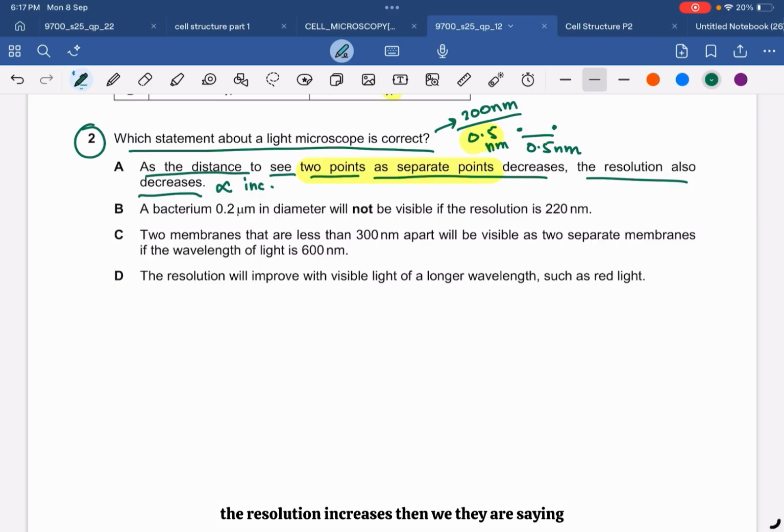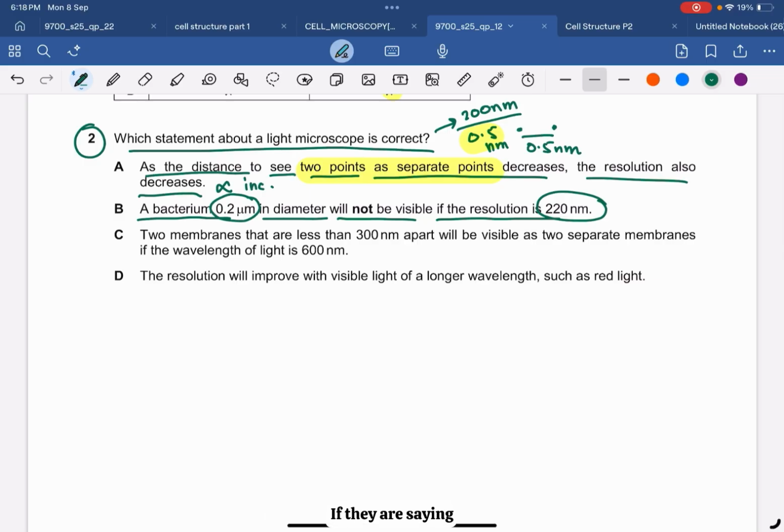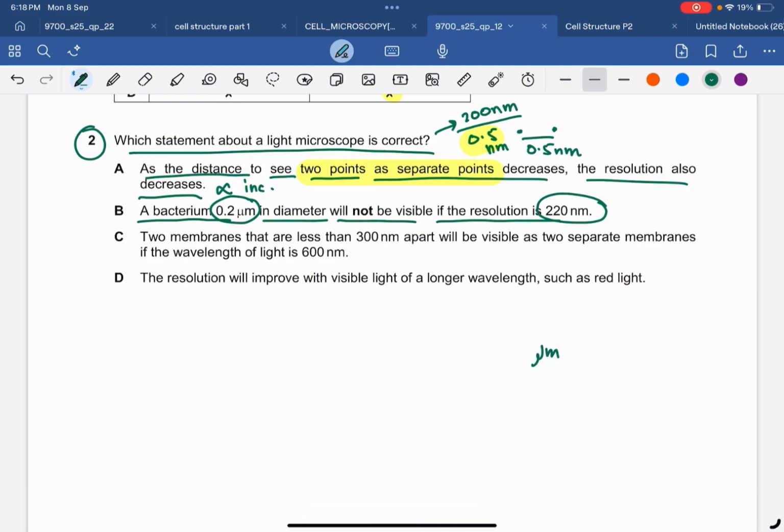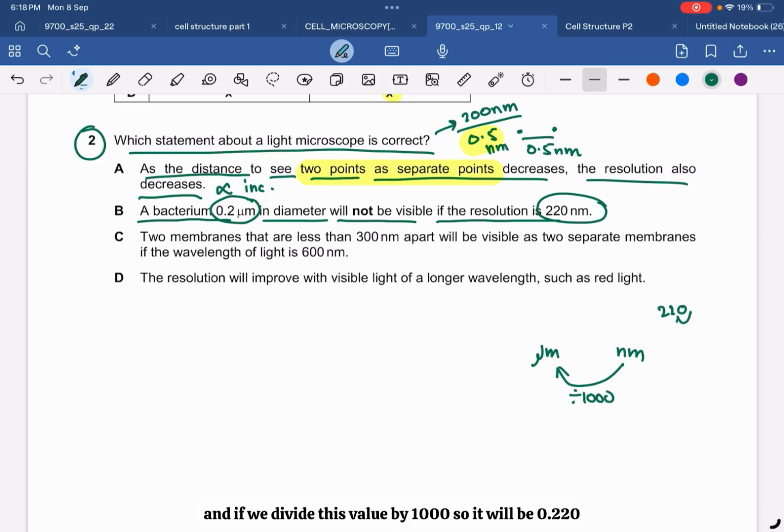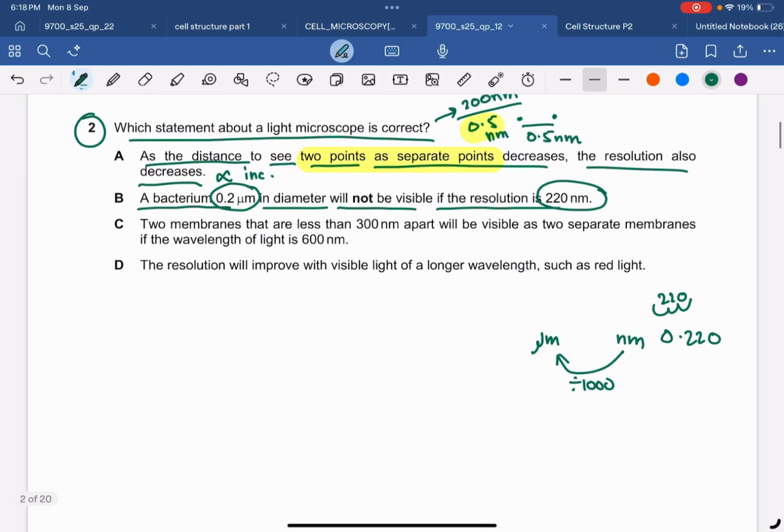Then they are saying that a bacterium 0.2 micrometer in diameter will not be visible if the resolution is 200 nanometers. If the limit of resolution for the light microscope is 220 nanometers, and we convert it into micrometers, we divide this value by 1000, so it will be 0.220 micrometers.